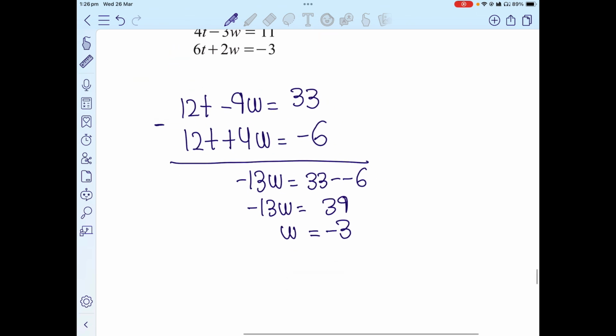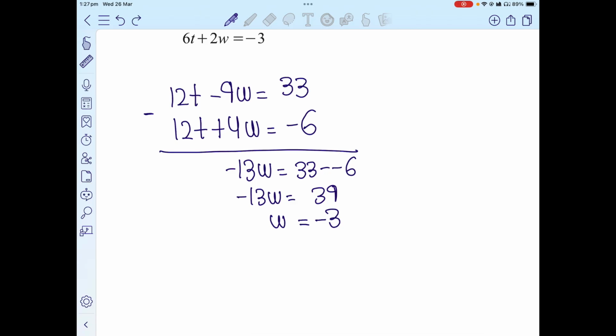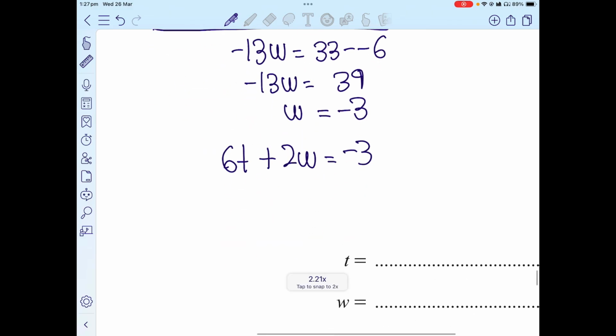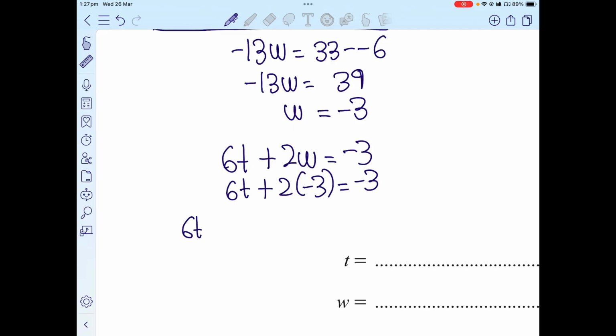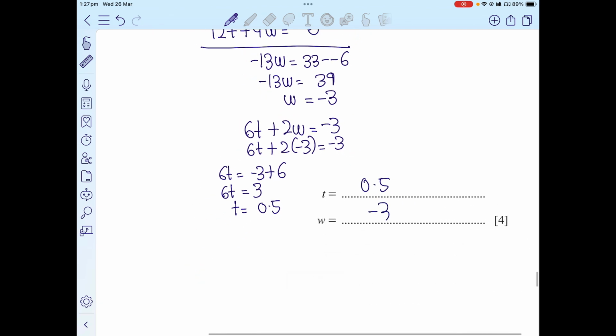Now in order to find the value of t, use any of the expressions, 6 times t plus 2 times the value of w, which is negative 3. If I apply it over here, 6t plus 2 times negative 3 equals negative 3. So 6t equals negative 3. Now 2 into negative 3 is negative 6. If I move it to the other side, it will be positive 6. So 6t equals 3. So t is basically 0.5. t is 0.5 and w is negative 3.